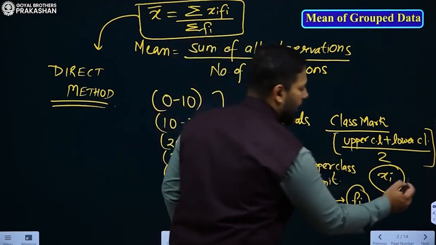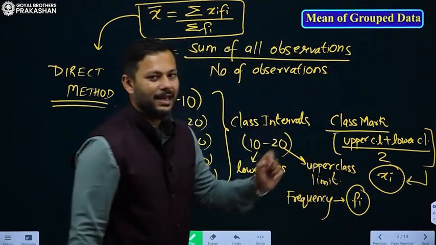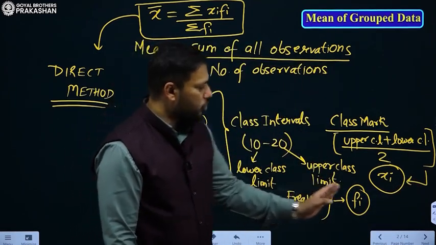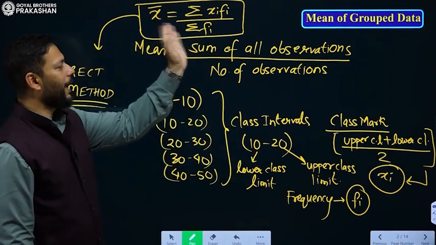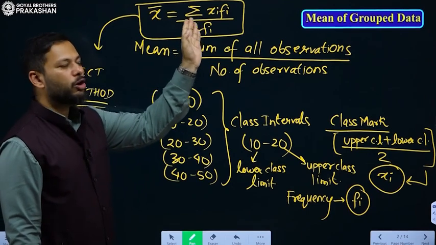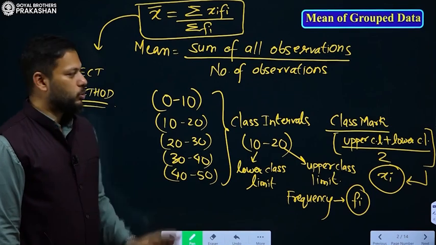This is denoted as xi. This class mark is denoted as xi and its frequency is denoted as fi. And to find the mean, we will use the formula x bar is equal to summation of xi times fi divided by summation of fi. So I hope this is clear.